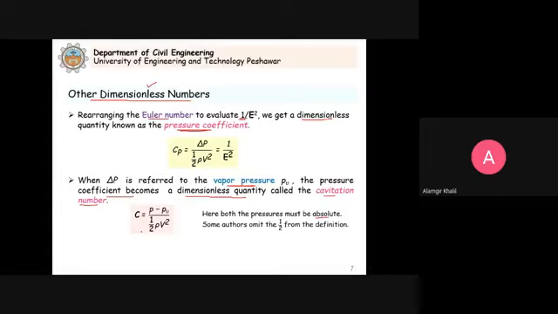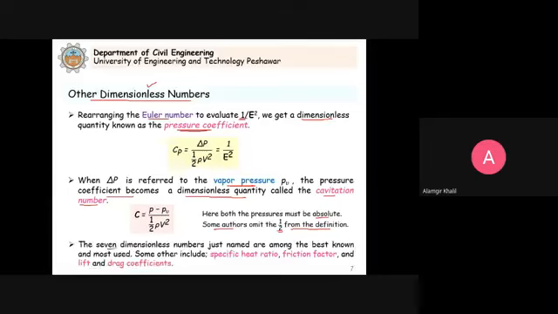Clear? Now, maybe in some books, some authors do not write this 1 by 2. They omit this 1 by 2 from the definition. But anyhow, this is what is written in your textbook. So let us proceed with this one. So now the numbers we studied before, you see that these dimensionless numbers that we just studied are among the best known and most used.